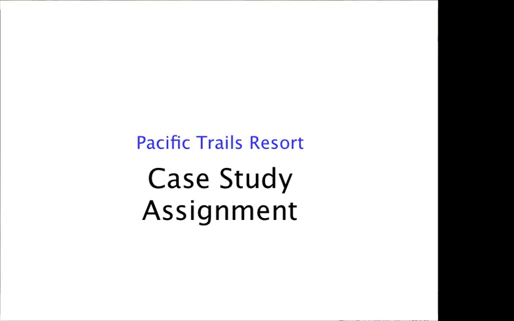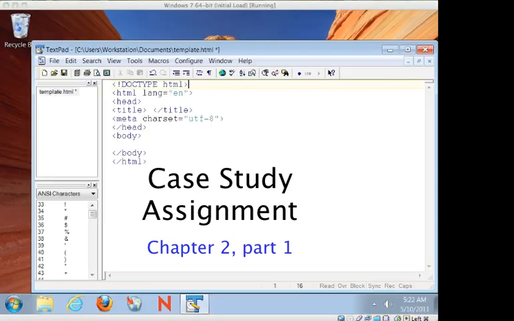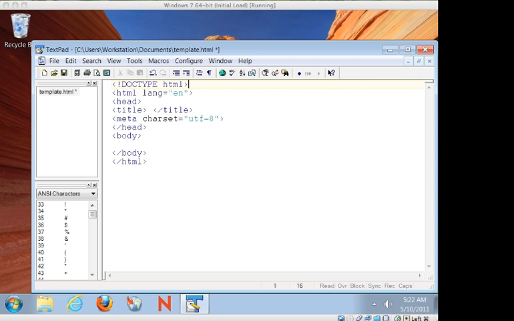Let's look at the Pacific Trails Resort case study, which is introduced at the end of Chapter 2, page 49 in the book. We'll follow this case study through subsequent chapters and build the source code along the way. Here in Chapter 2, we see the site map and wireframe page layout.